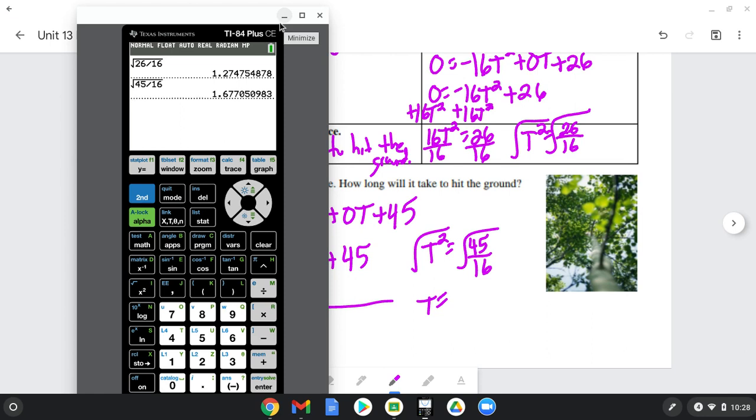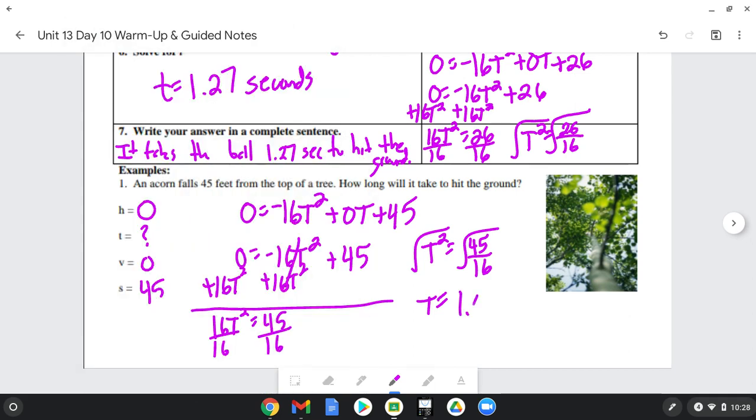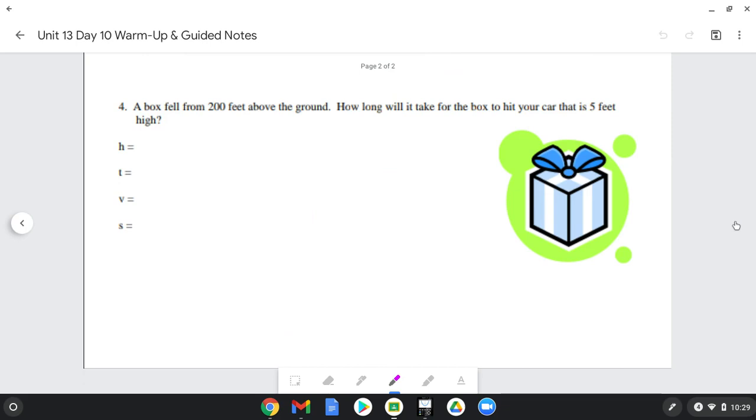So that acorn's a little bit higher than the tennis ball, so it takes a little bit longer, right? So that'd be 1.68 if we round it correctly to 2 decimal spots. And that would be my answer for how long it takes the acorn to hit the ground. Pause if you need to here to write it down. I'm going to keep moving.